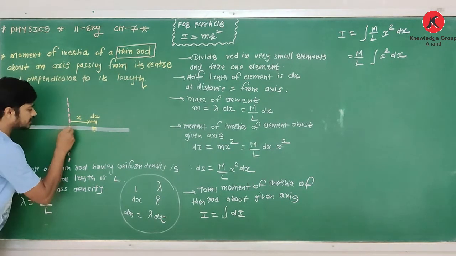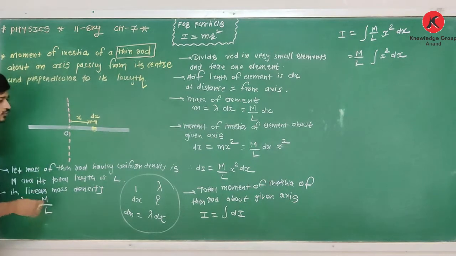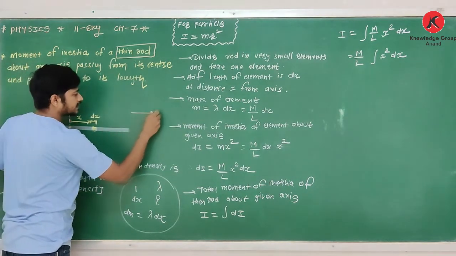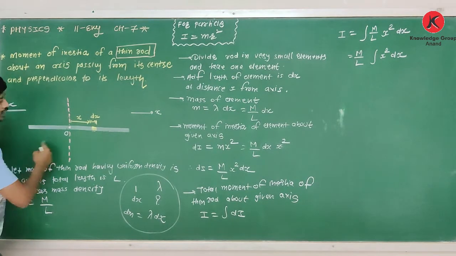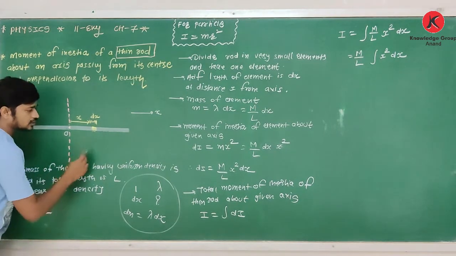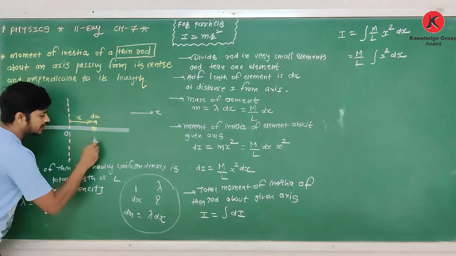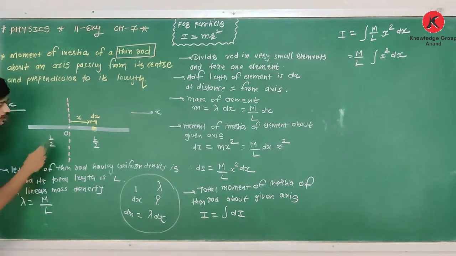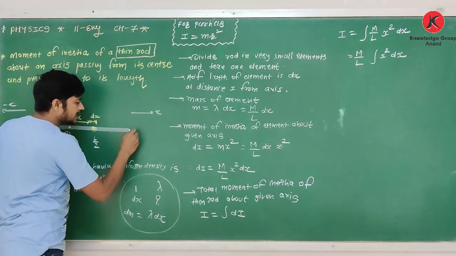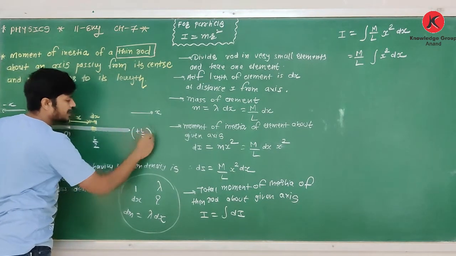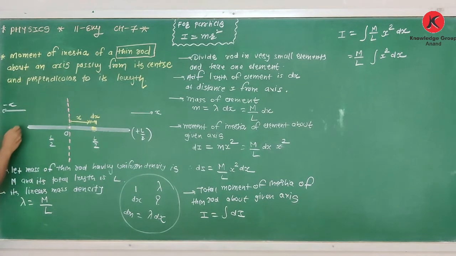If I take this center at the origin, then this side becomes the positive x-axis and this side becomes the negative x-axis. The total length of the rod is L, so this length will be L by 2 and this length will also be L by 2. If I write the coordinates, here it is plus L by 2 and here it is minus L by 2. Why minus L by 2? Because it is on the negative axis.